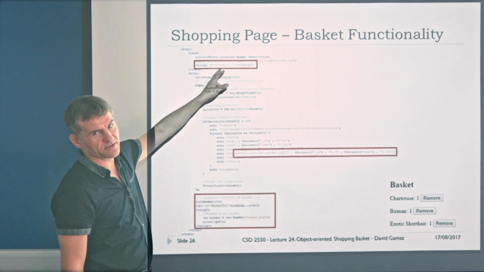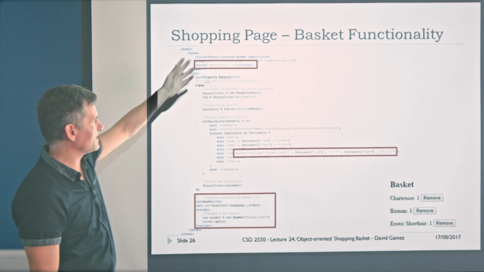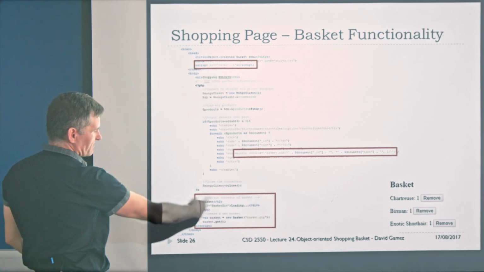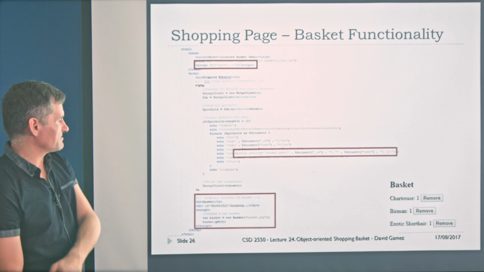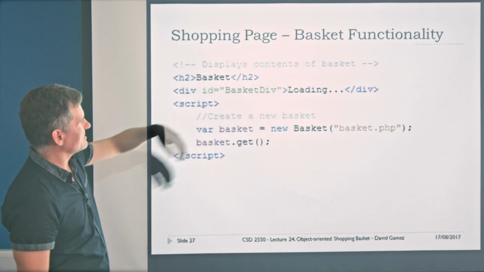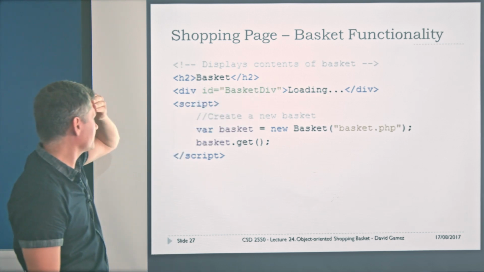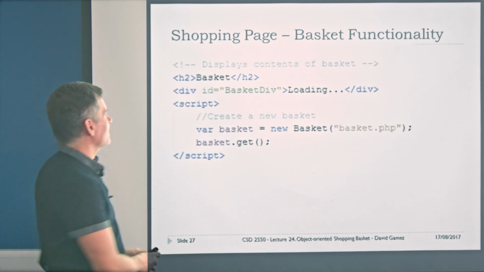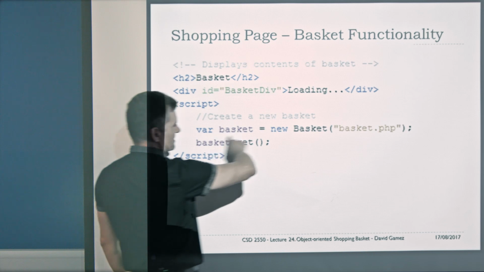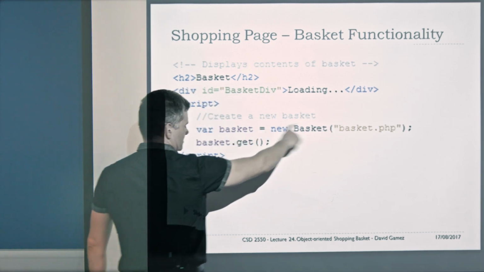Obviously, we need to include the JavaScript code at the top, this basket.js. And at the bottom here, we've got the code that actually displays the basket. It's got a little header saying basket. We've given it an ID so we can actually load stuff into there. And then we've just got a bit of script that creates a new basket, standard object-oriented JavaScript.